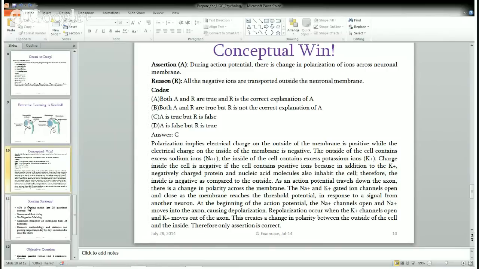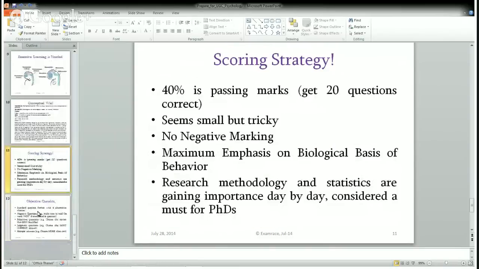Now let's have a brief outlook about the scoring strategy. So in UGC examination, you have 40% as the passing marks. So even if you get 20 questions correct in paper 2, sorry, you'll have passing marks. It seems small, but it is tricky. Also, there is no negative marking, which is a positive point. So you can appear for more and more questions.